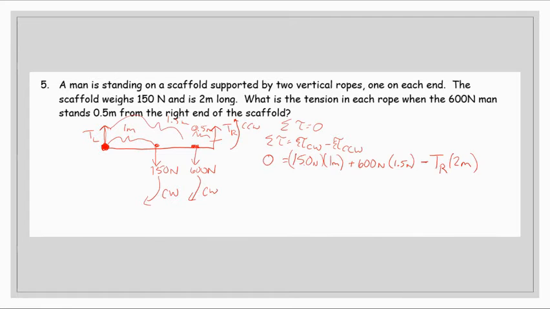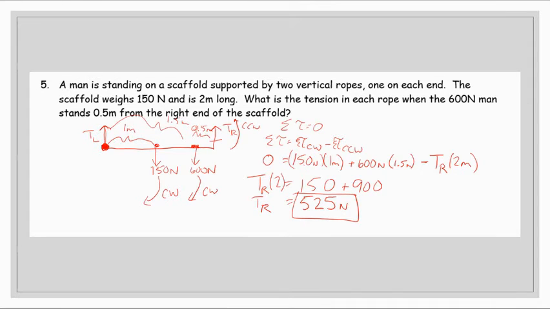So then I end up looking at that and I have 150 plus 900 is equal to tension right times 2. That's going to give me 1050, and I cut that in half, and I end up getting 525 newtons is equal to my tension in my right. That's 525 newtons because I have 1050 divided by 2.